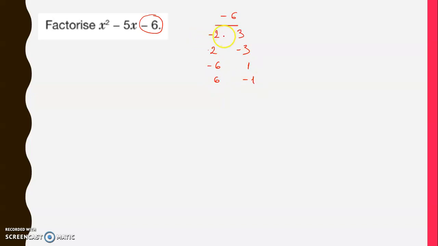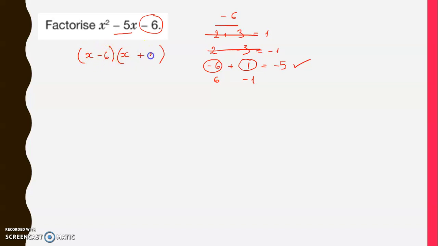Now we need to check which pair of numbers when added together will give minus 5. Minus 2 plus 3 equals 1, so that's not what we are looking for. 2 minus 3 equals minus 1, that's again not what we are looking for. Minus 6 plus 1 equals minus 5. So yes, that's what we want. Minus 6 and 1, these are my two factors. Which means that here in the brackets we will end up with x and x, and then minus 6 and positive 1.